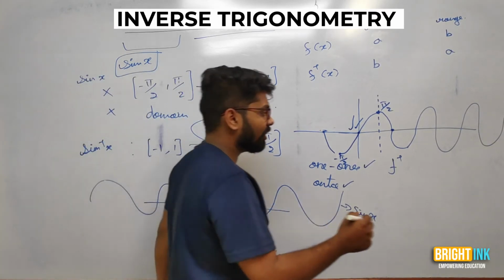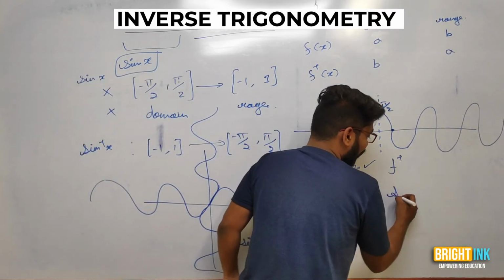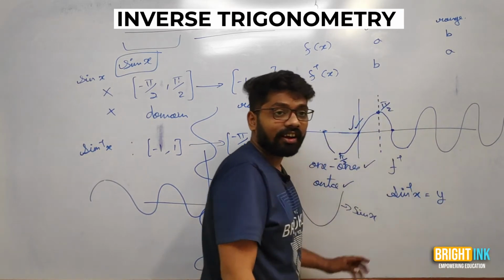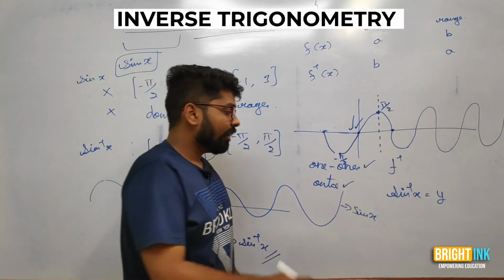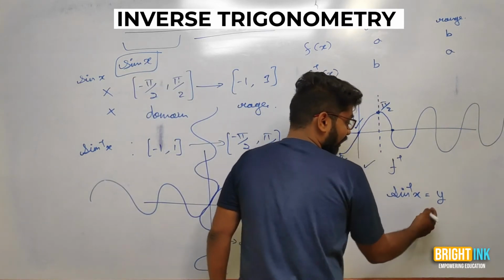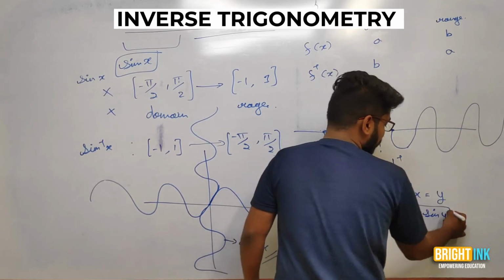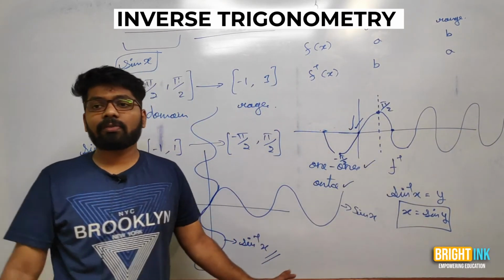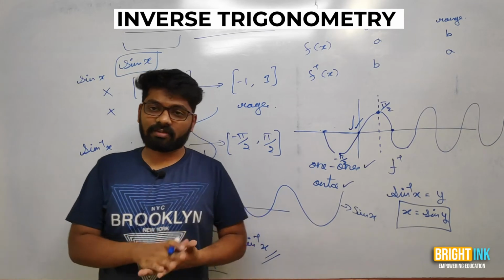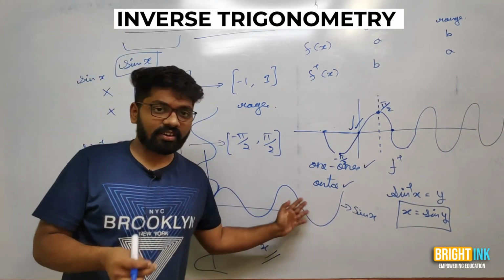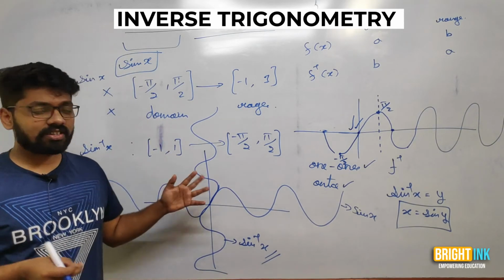And one more small concept I would like to explain: sin inverse x is equal to y. If I send sin to the other side, x is equal to sin y. So this is the small property that we will be using in most of the sums that we are going to solve in today's example. Okay, so this is all about the introduction related to inverse trigonometry.